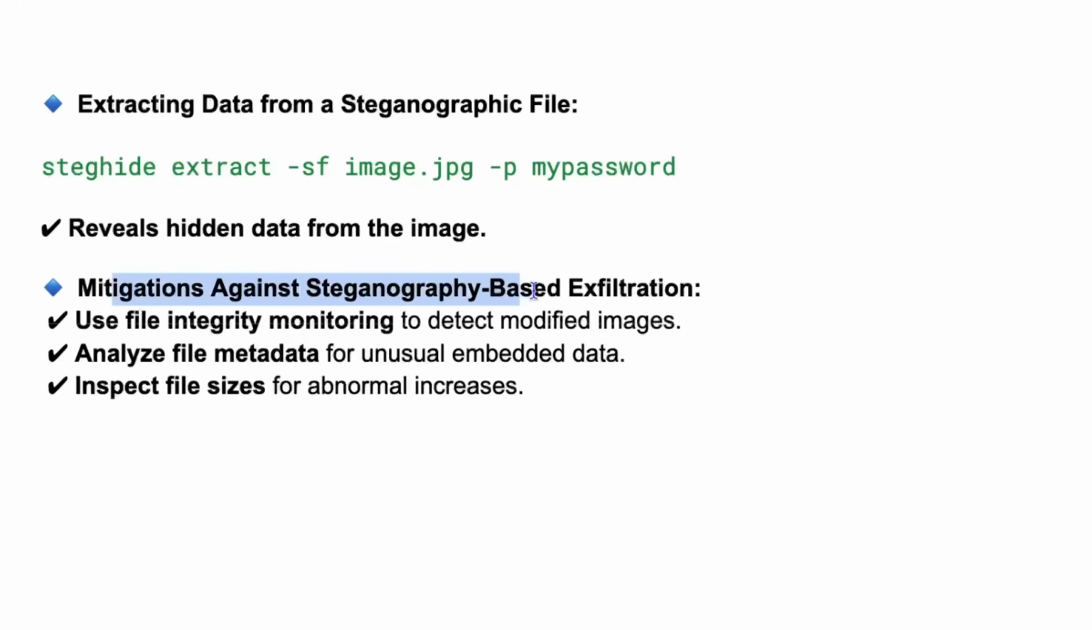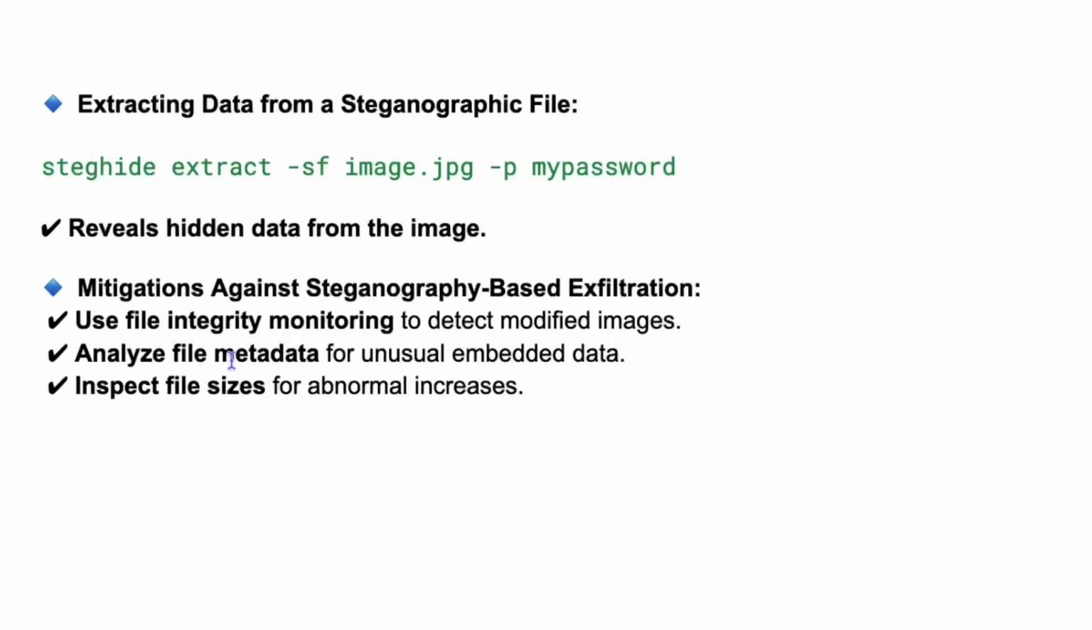Now, the mitigation against steganography-based exfiltration is to use file integrity monitoring to detect modified images. There are rules, for example inside of a Windows environment, event codes that you can use to track whether any files or images have been modified. You can analyze file metadata for unusual embedded data. That's always really key. You can also inspect file sizes for abnormal increases, and hash values will also change if the file itself has been changed.